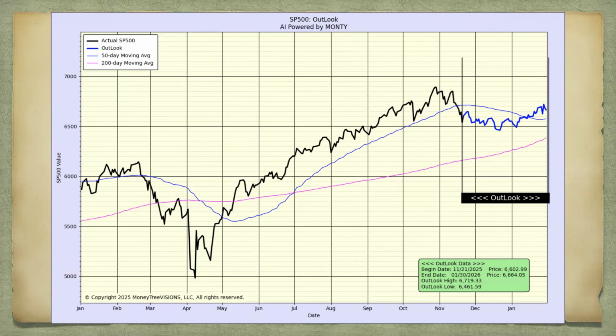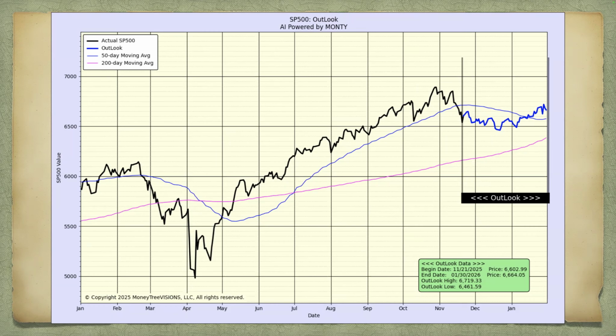Here we have Outlook, okay? And the Outlook, remember, looks forward for the next 50 days based on what's happened in the past. And what is the, I'll call it, the variability. How is the market going to vary up and down for the next 50 days? So Outlook is taking a picture, trying to understand what's been happening in the past and pushing that forward.